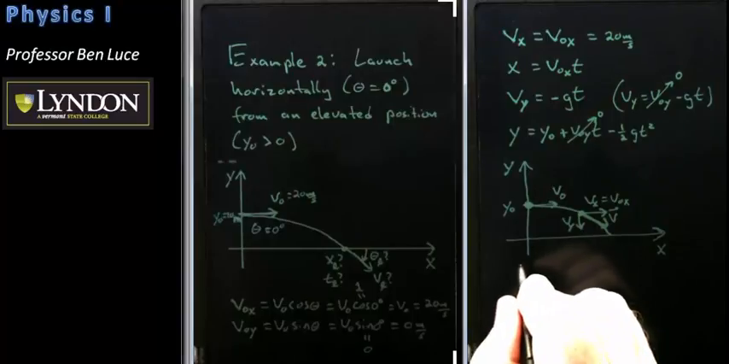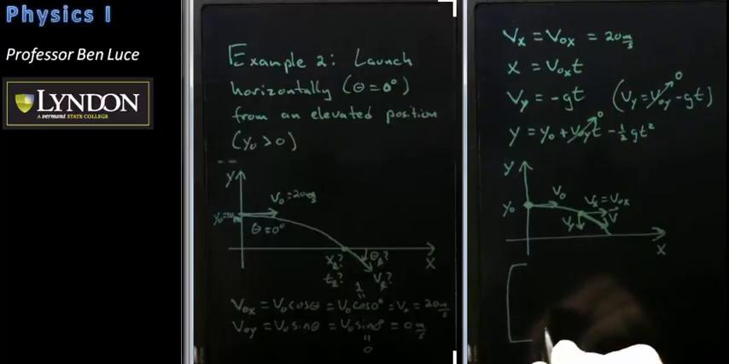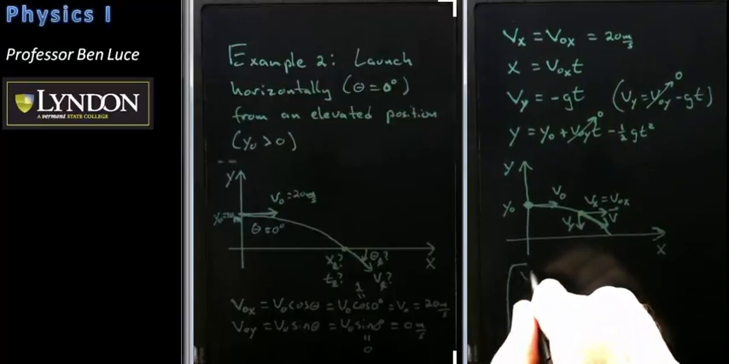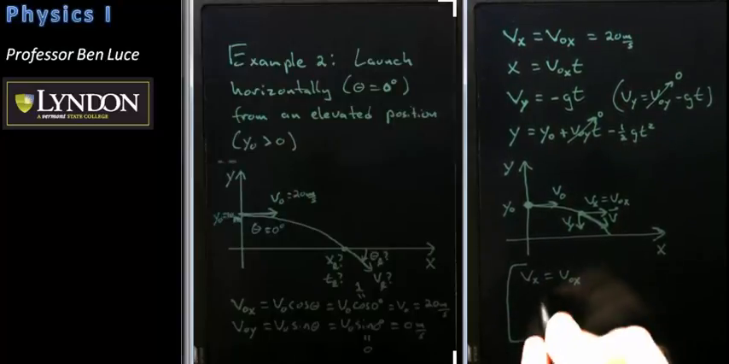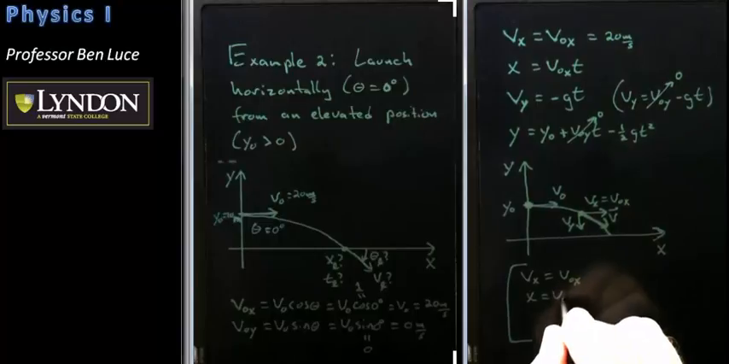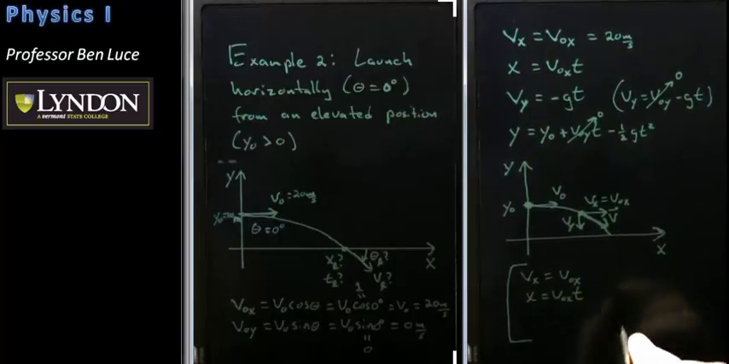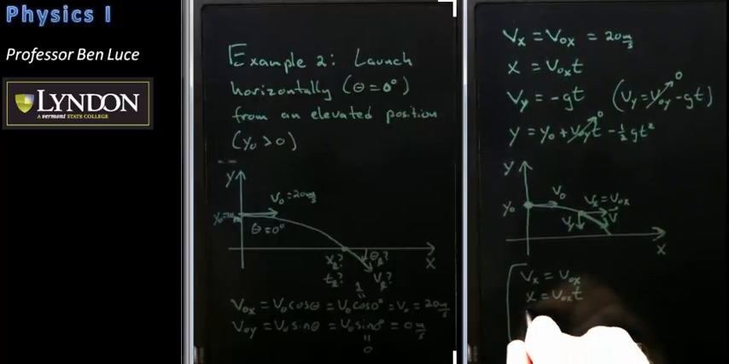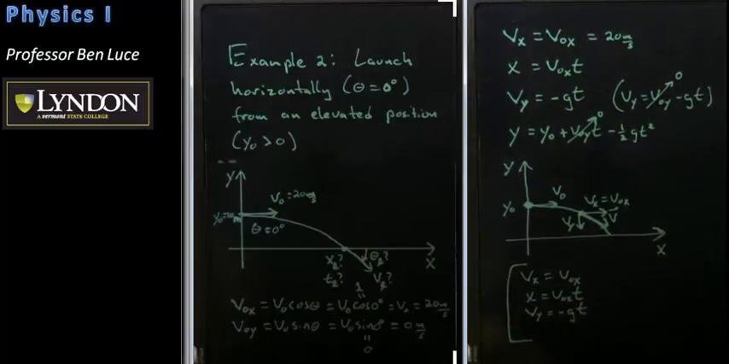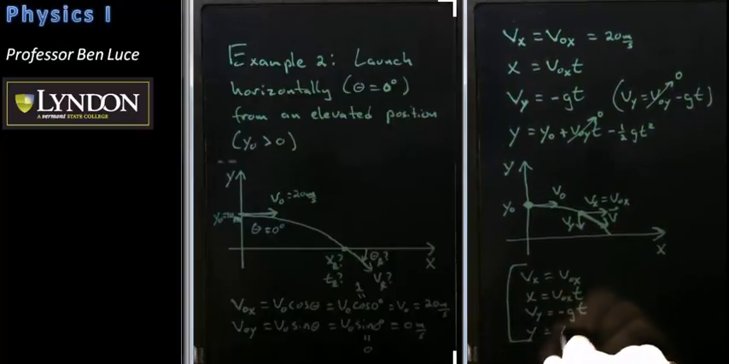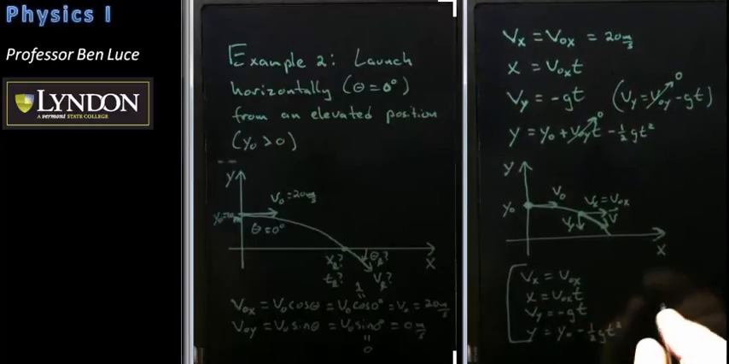All right, let's summarize our equations one more time. Vx equals v0x, and that's constant. X equals v0x t, which increases linearly with time. Vy equals minus gt, which decreases linearly with time. And y equals y0 minus 1/2 gt squared.